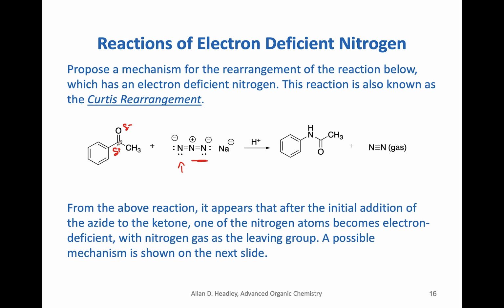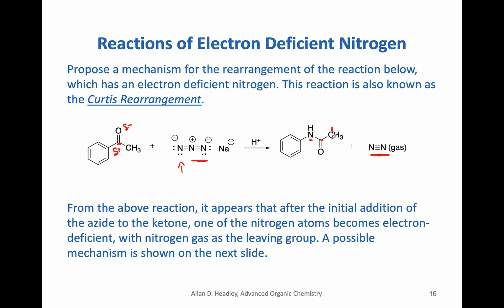So here, electron deficient carbon, nucleophilic nitrogen can bond here, electrons will go out, and the product is here. So we'll have to justify this product based on the mechanism. You can see here that the phenyl group looks like it migrated to the nitrogen, and the methyl group remains bonded to the carbon. And of course, we have a good leaving group in the form of nitrogen gas.